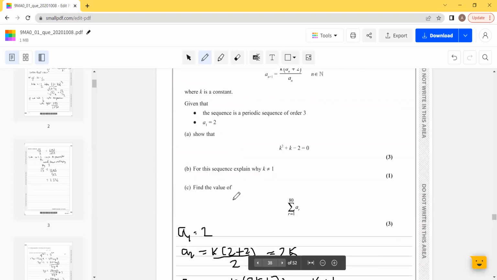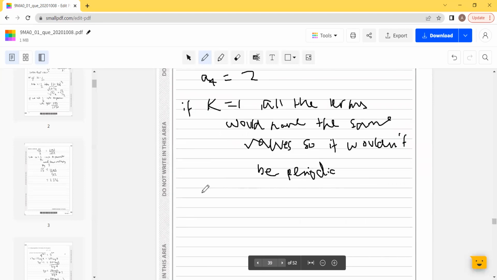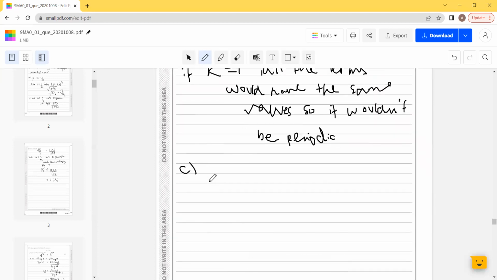Then part C, find the value of the sum from r equals 1 to 80 of a(r). Okay, it's an easy question if you're comfortable with doing questions on sequences and series. Otherwise, it's a bit tricky, even with the sigma notation and everything. But if you practice, you should be comfortable with this question. So we know that k is equal to -2 is the only solution.